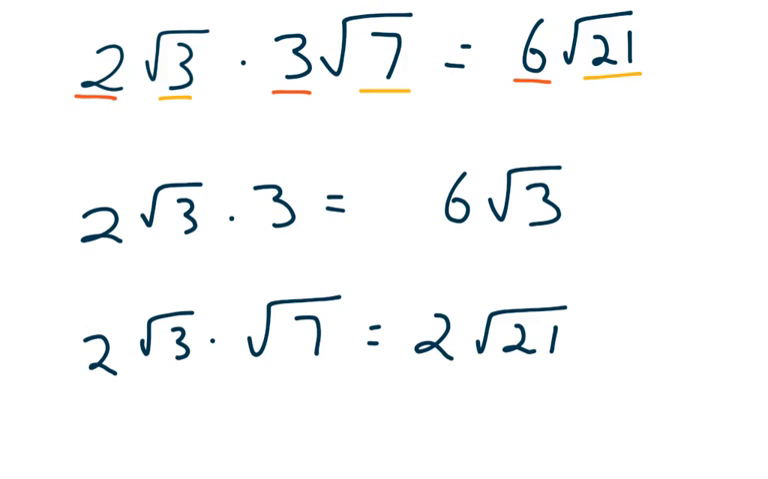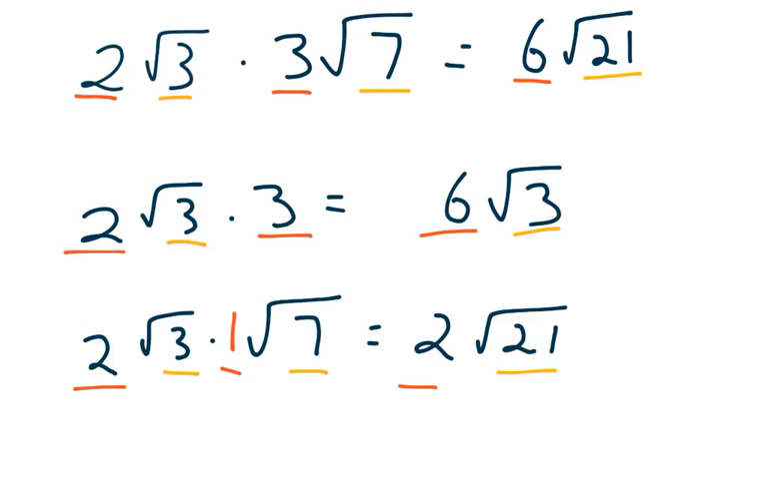Simplify the radical if you can, but in this case, there are no perfect squares that go into 21, so we're fine. In this case, your coefficients are 2 and 3. 2 times 3 gives you 6. There's no other radical to multiply with, so this just leaves it as 6 root 3. In this case, the only coefficient we can see is like a 2, but we can pretend there's a little 1 in front there. 2 times 1 gives you 2, and 3 times 7 gives you 21.